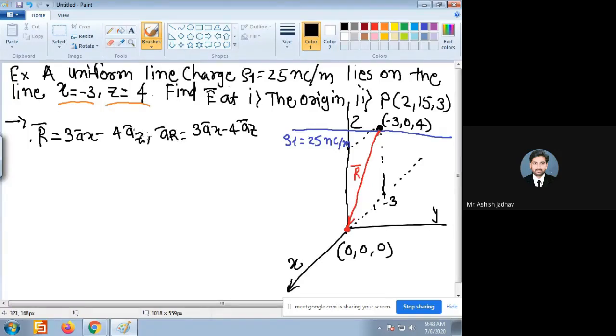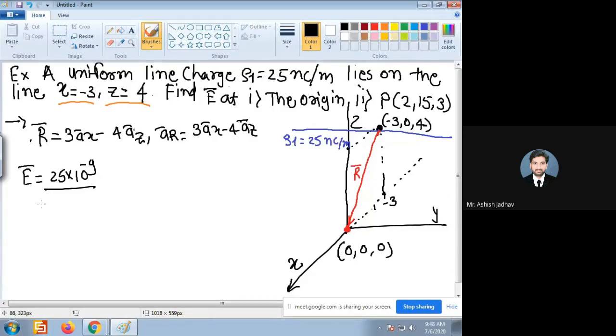Right, so you got the unit vector and the vector R. So you can find out the electric field intensity now. The formula I have given you: E bar is equal to rho L upon 2 pi epsilon naught R, a bar R. So put the value of rho L. Rho L is 25 nanocoulomb, so 25 nanocoulomb means 25 into 10 raised to minus 9, right?